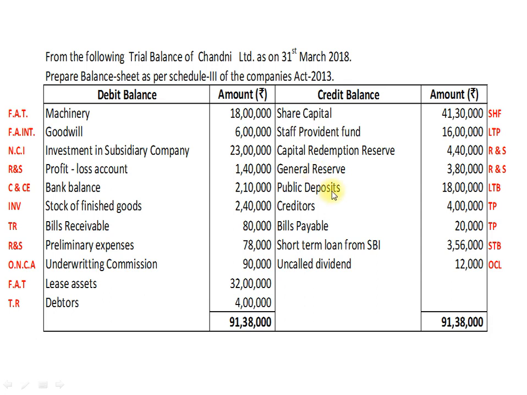Public deposits will be recorded on equity and liability side under long-term borrowings. Creditors will be recorded on equity and liability side under current liabilities as a trade payables. Bills payable will be recorded as a trade payables under current liabilities. Short-term loan from SBI will be recorded under current liabilities as a short-term borrowings. And last, uncalled dividend, we can call it as an unclaimed dividend, also will be recorded on equity and liability side under the head other current liabilities.